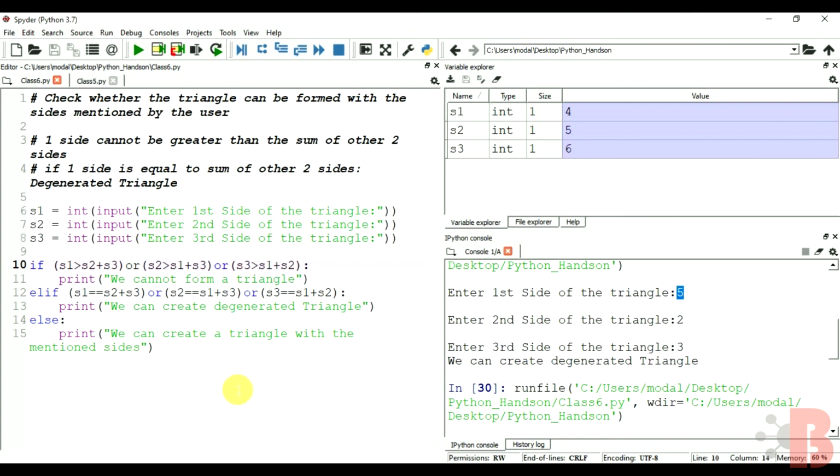Okay. In the next class, we are going to learn how to check whether a number is even or odd.